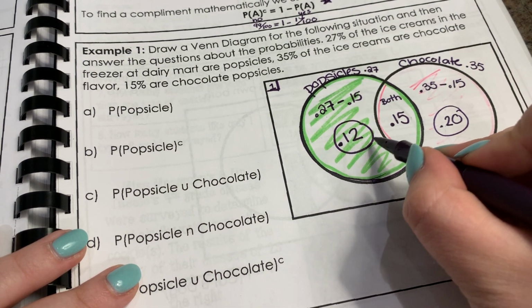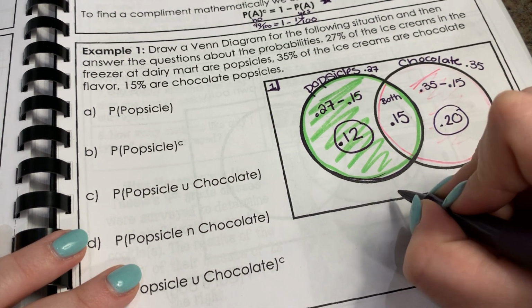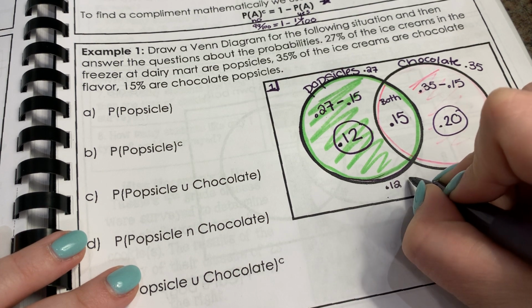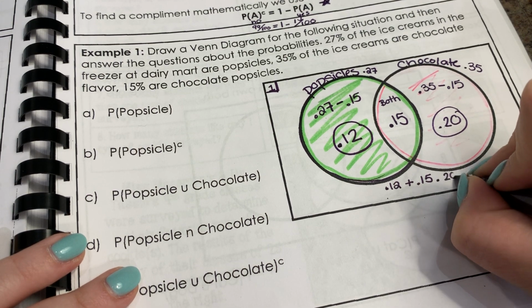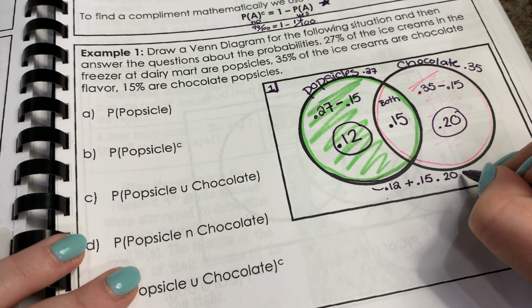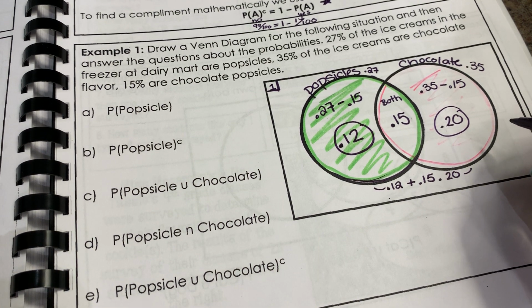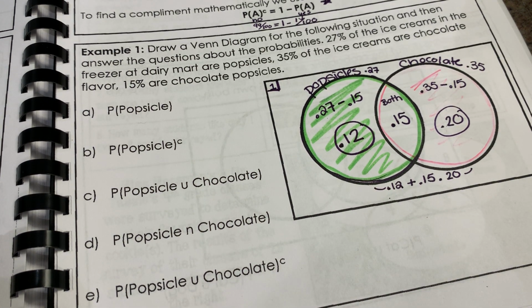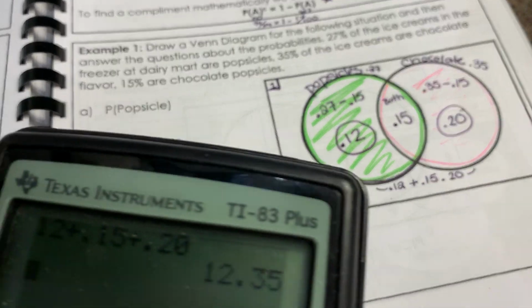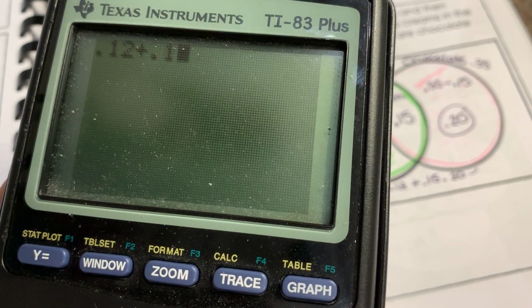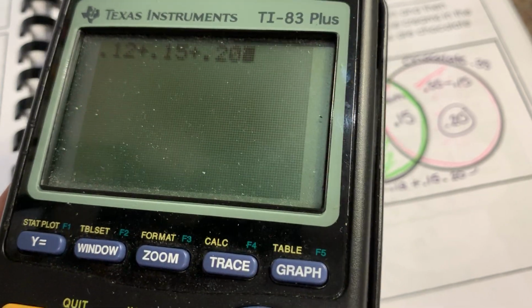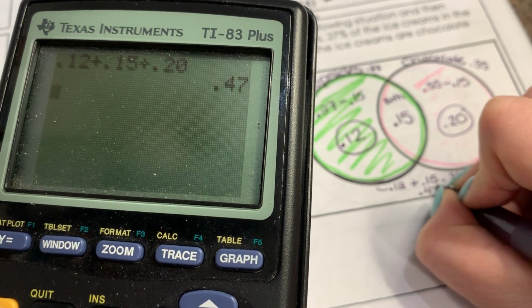We're going to take all of these right here, and we're going to do 0.12 plus 0.15 plus 0.20. That's going to represent this whole circle part. Let me say that again, I have to type it on my calculator correctly. 0.12 plus 0.15 plus 0.20, we get 0.47.